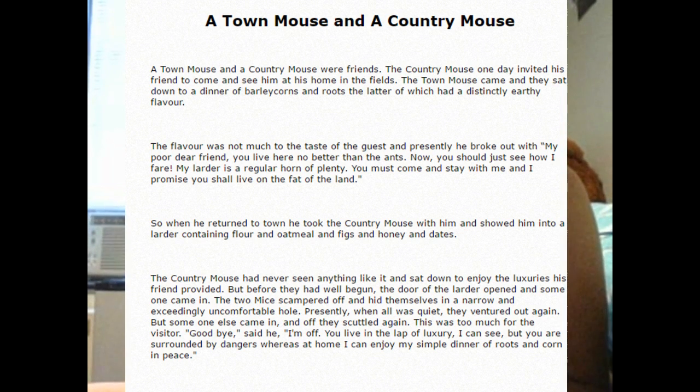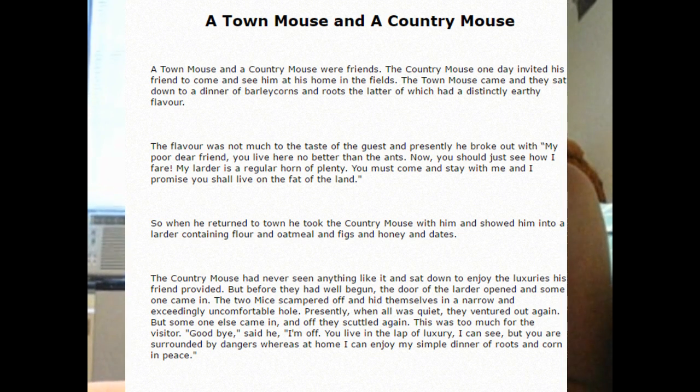This part is the setting. They are telling you where the story is taking place, as well as introducing two of the characters. You can assume that these two characters are going to be the main point of the story.